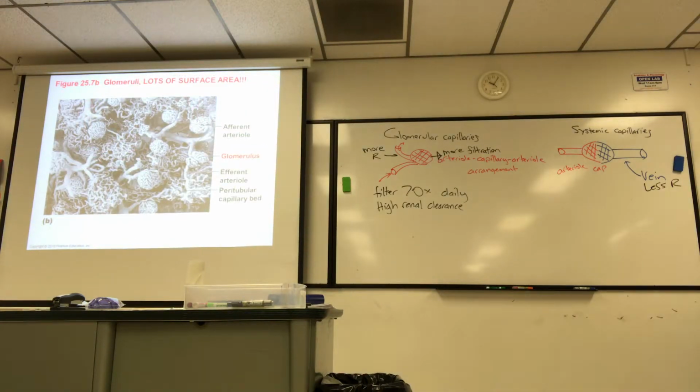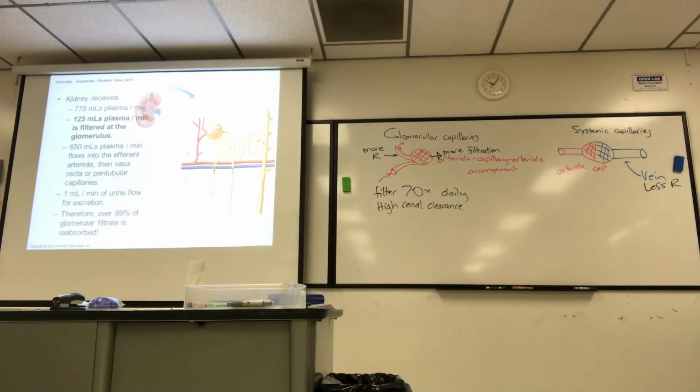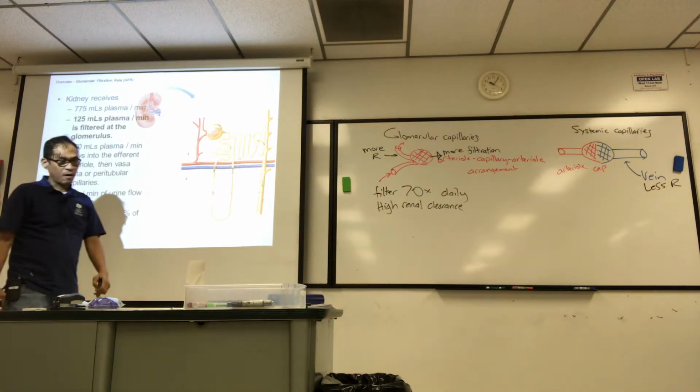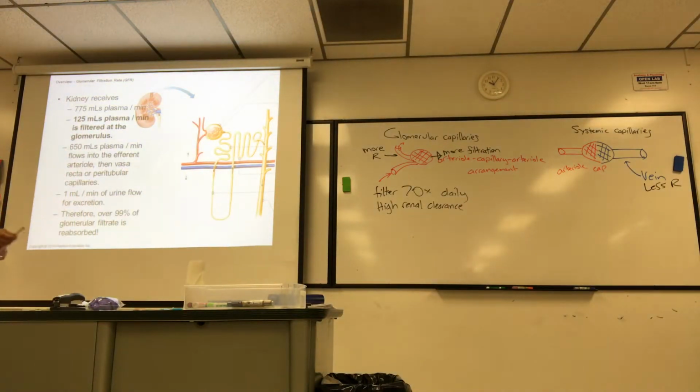So here's the picture to show you lots of surface area: there's 1 million glomeruli constantly filtering. And so we have a daily rate. Let's study the filtration rate by the minute. The kidneys are receiving about 775 mils of plasma per minute. 125 of that, that's a number to write down. The GFR is normally about 125 mils per minute. That's how much you're filtering at the glomerulus.